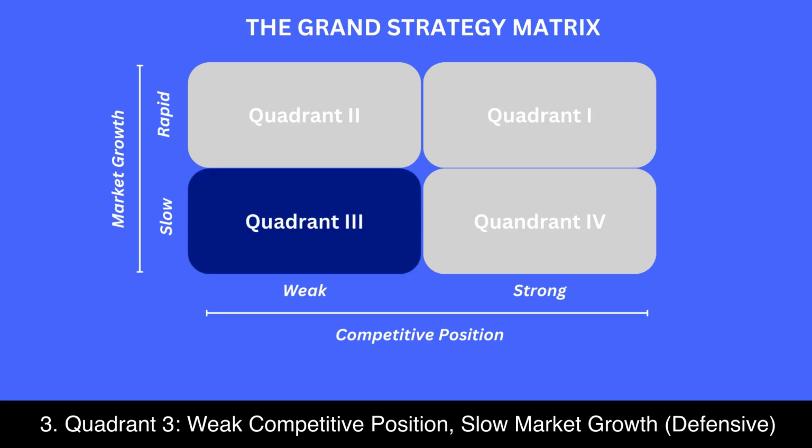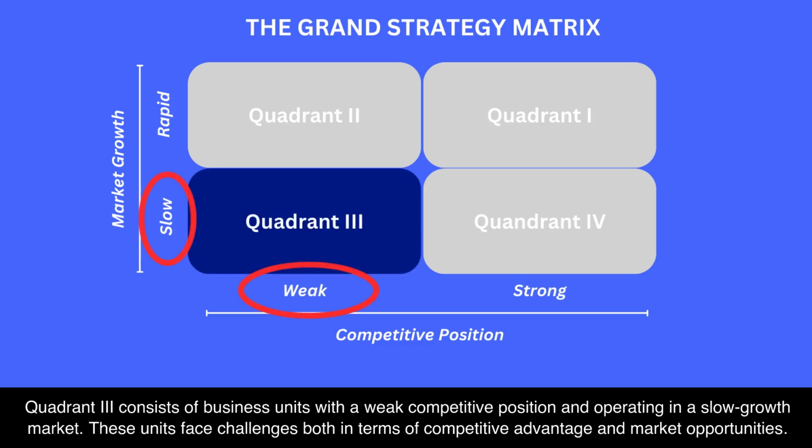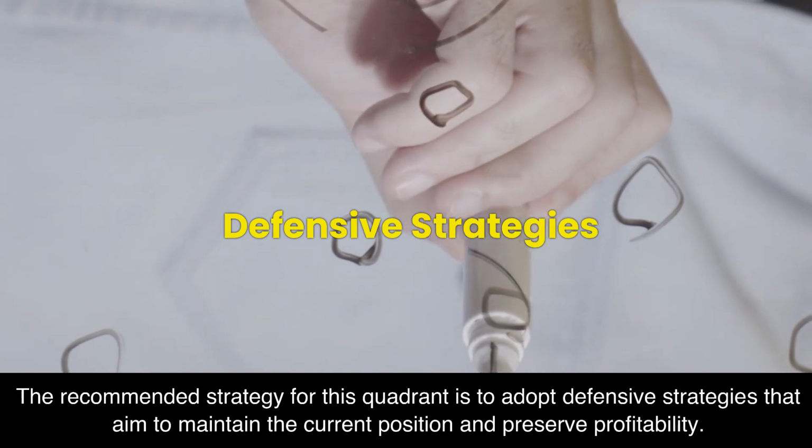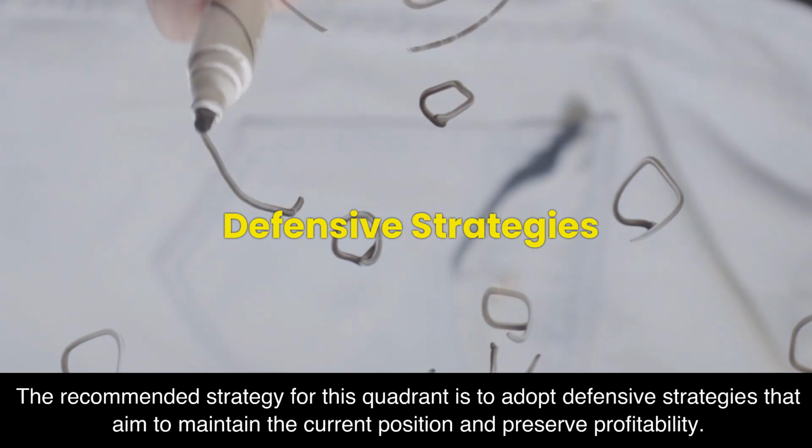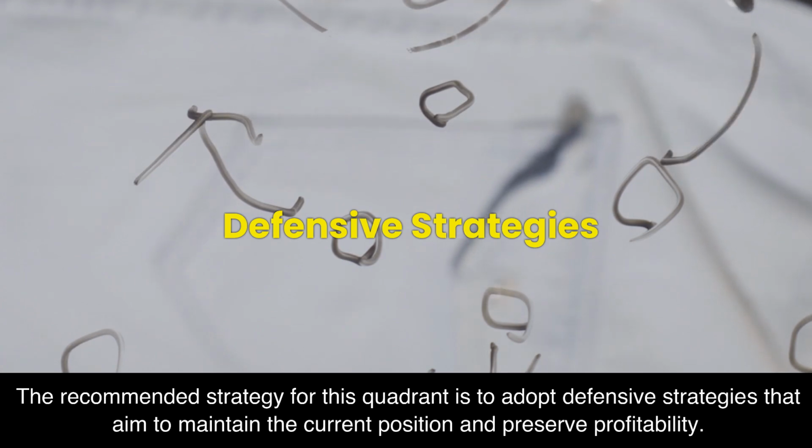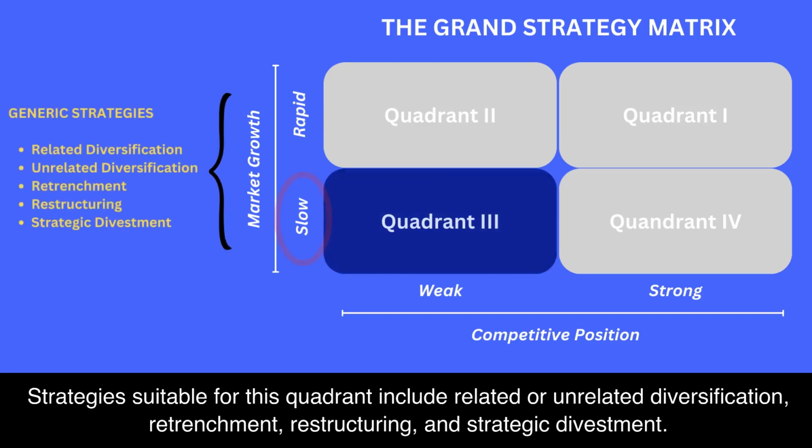Weak competitive position, slow market growth, defensive. Quadrant 3 consists of business units with a weak competitive position and operating in a slow growth market. These units face challenges both in terms of competitive advantage and market opportunities. The recommended strategy for this quadrant is to adopt defensive strategies that aim to maintain the current position and preserve profitability. Strategies suitable for this quadrant include related or unrelated diversification, retrenchment, restructuring, and strategic divestment.